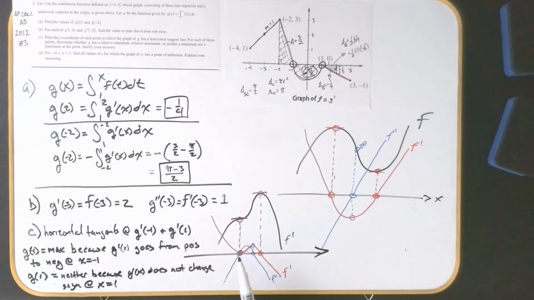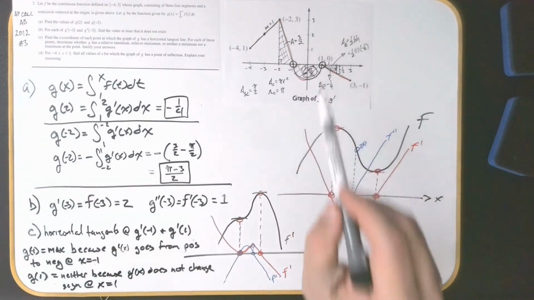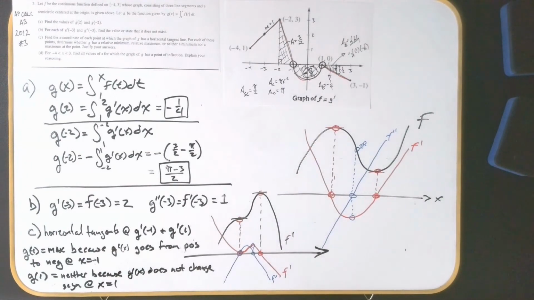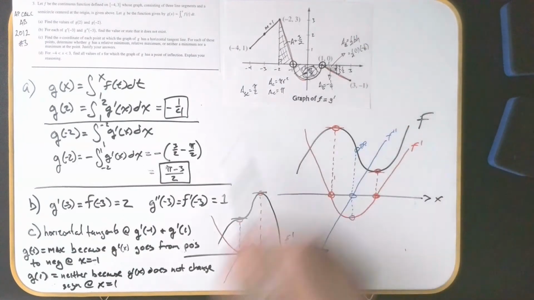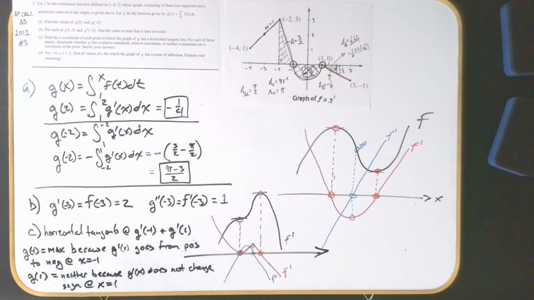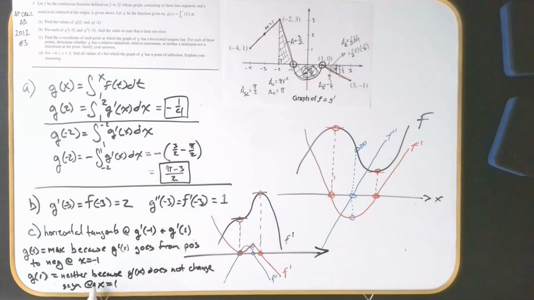And so it said, identify where you have horizontal tangents. Well, there's only 2 spots you have the x-axis being touched, so it was negative 1 and 1. And then say what kind it was. Negative 1, positive to negative, so I must have had a max. G prime goes from positive to negative. And at g of 1, I had a kiss there, so it was neither, it wasn't a max or a min because the g prime didn't change sign. It stayed negative the whole time. Okay, so there's C.